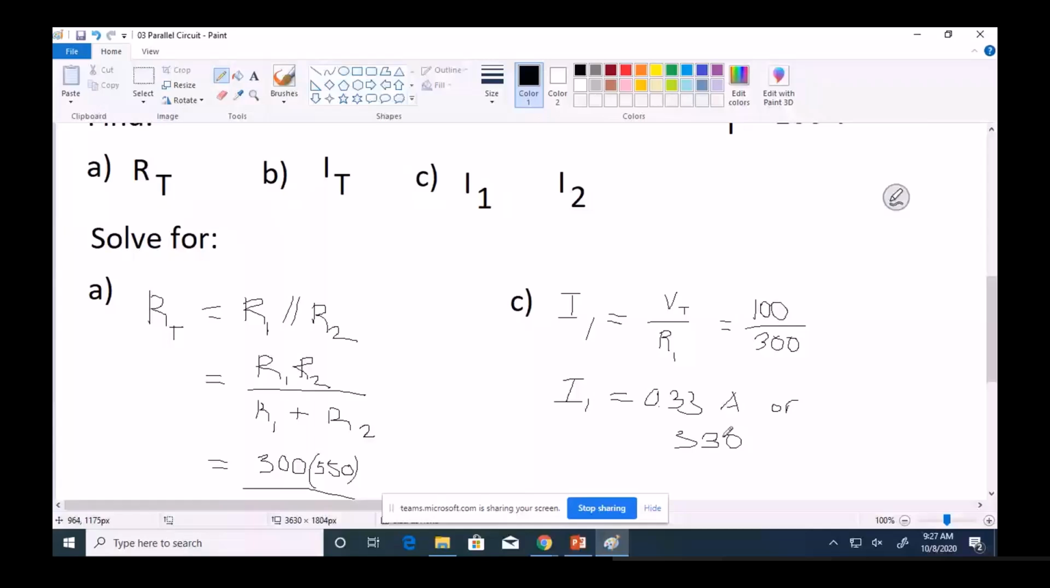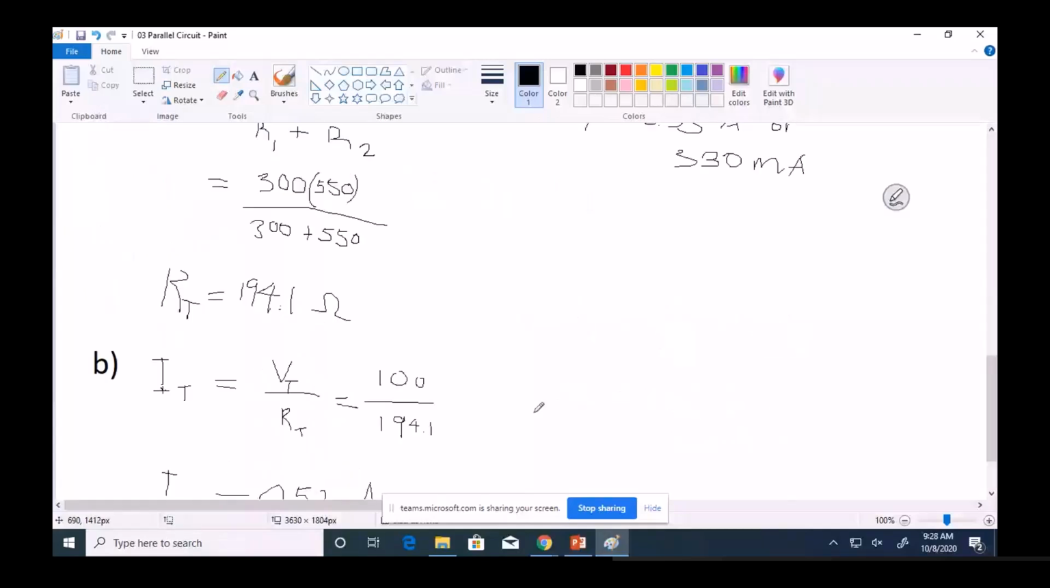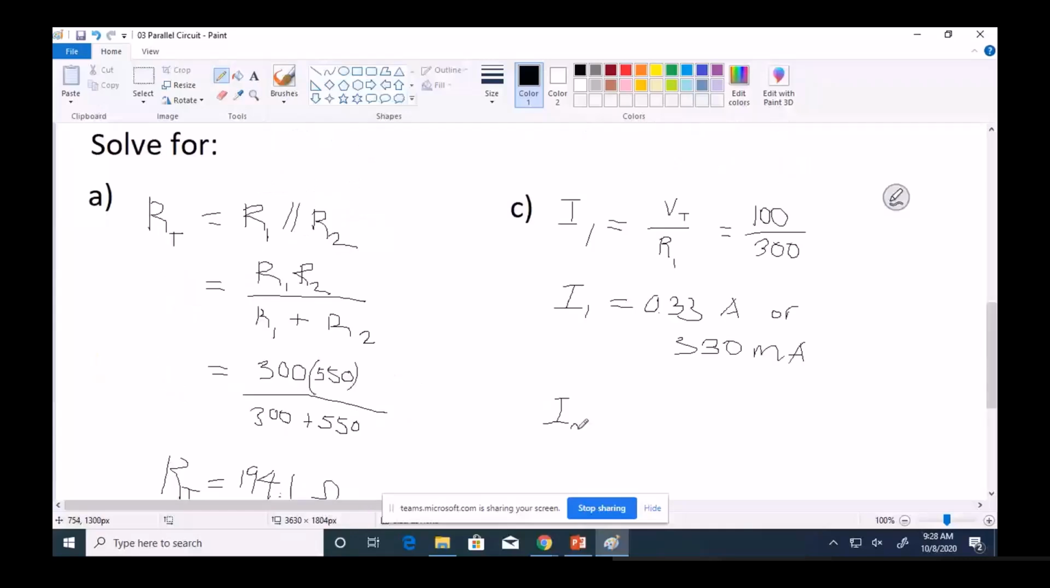For the I2, be ready for yourself. For the I2, the same. Recall Ohm's law, V over R. Looking for the branch current, this is 2. But this is not V2, it's V total. It is V2, but they are equal to the V total. So this is 100 divided by 550. What's the answer? 0.18.